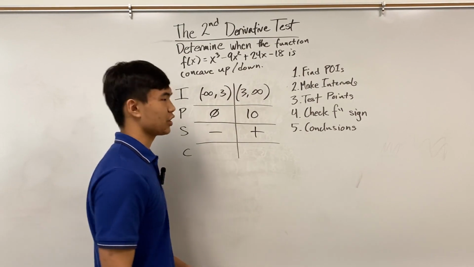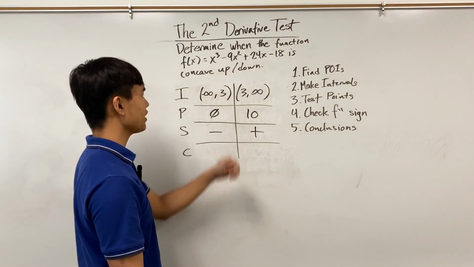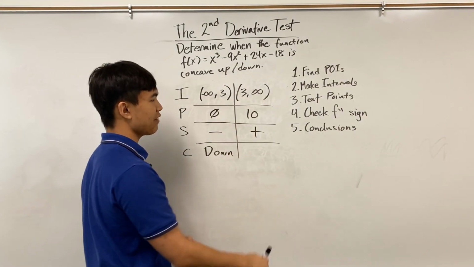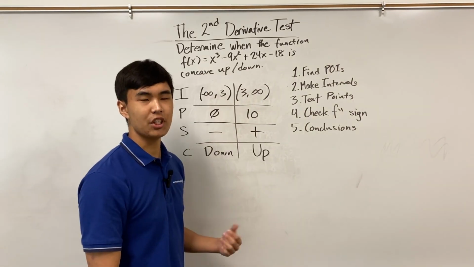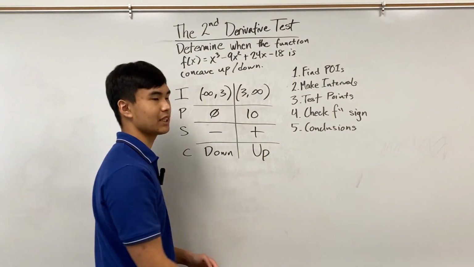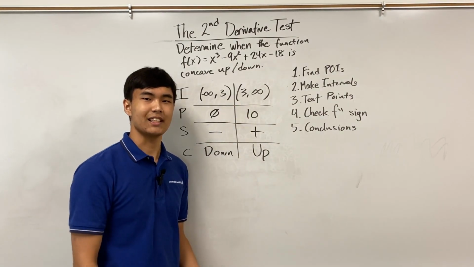Now, time for our conclusion. We see that f double prime is negative in the interval minus infinity to 3, so we know in this interval the graph is concave down. And in this interval, f double prime is always positive, so we know this is concave up. But unlike the first derivative test, we don't do any more analysis at these POIs because the POIs just stand for POIs. They don't mean anything else. That's how you do the second derivative test.